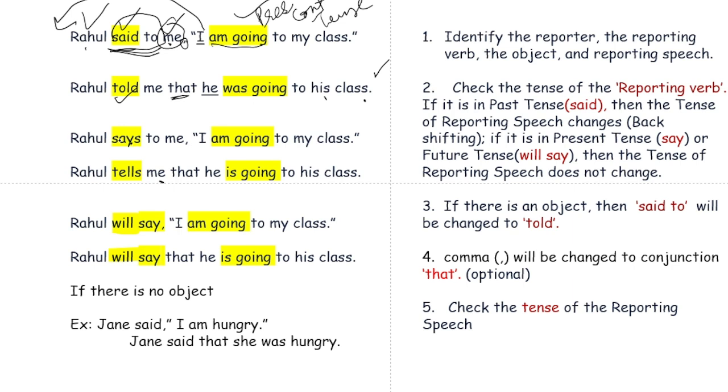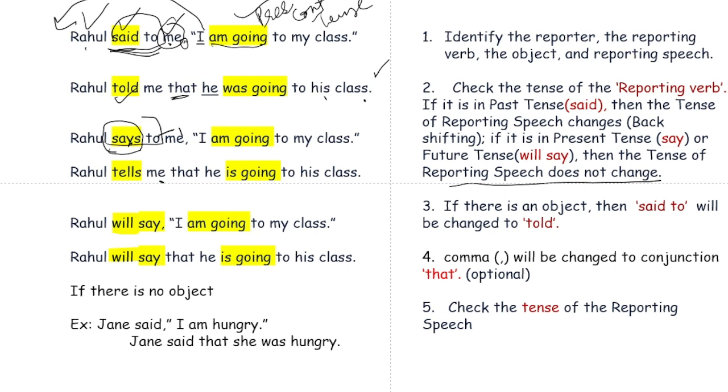Rahul says to me. Now here I have a reporting verb which is written in simple present tense. Says. Rahul says to me, I'm going to my class. So what is the rule? There will be no change in the tense of the reporting speech. If it is written in present continuous tense, it will remain in present continuous tense only. Although I have an object here, right?